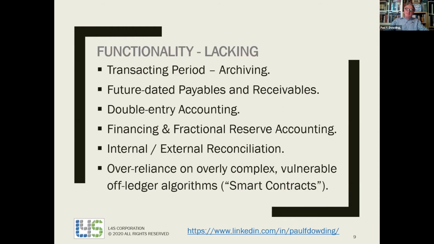And then because of these shortcomings, there's an over-reliance on smart contracts. And these are complex, vulnerable, off-ledger algorithms. It's key to say that they're off-ledger. Because once they're off-ledger, you need the copy of the ledger, the algorithm, and the output to justify anything that comes from them. And for audit reasons, you'd have to store all that information and data every day you want to prove it. So it becomes untenable.